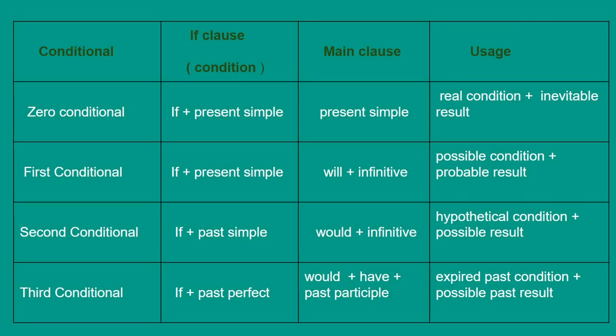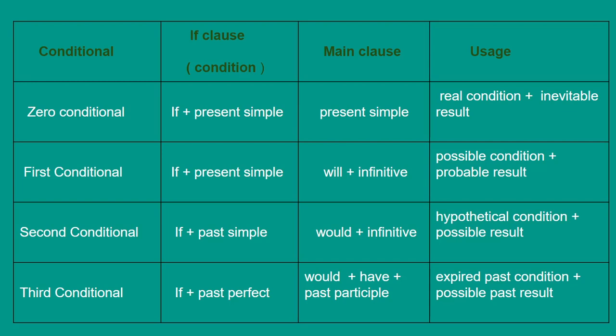Structure. Okay, zero conditional. With if we use present simple, if clause or condition. With the main clause we use also present simple. And usage: real condition plus inevitable result. First conditional: with the if clause we use present simple, with the main clause we use will plus infinitive, and it is possible condition plus probable result.